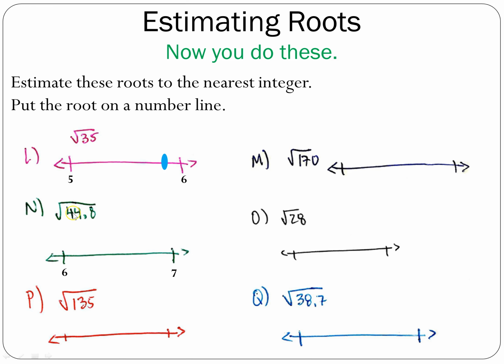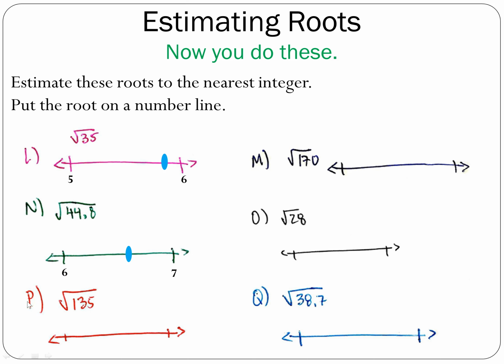And I know that 44 is definitely closer to 49, so I'll put it kind of like closer to 7. It's not quite 49, but it's right there. See, 35 was really close to 36, so I kind of put it really close to 6. Mr. Hain, what happens if I put it a little bit different? Well, as long as you didn't put this dot all the way over here for L, then you're fine. Okay, so let's take a look at P.